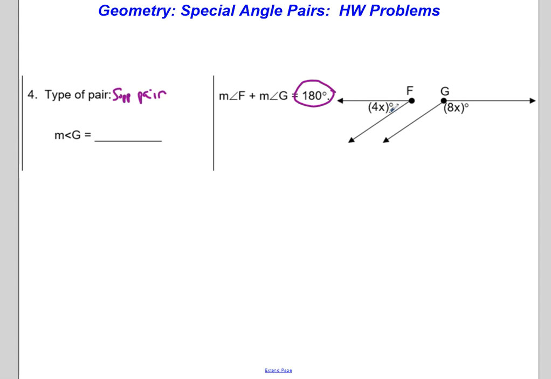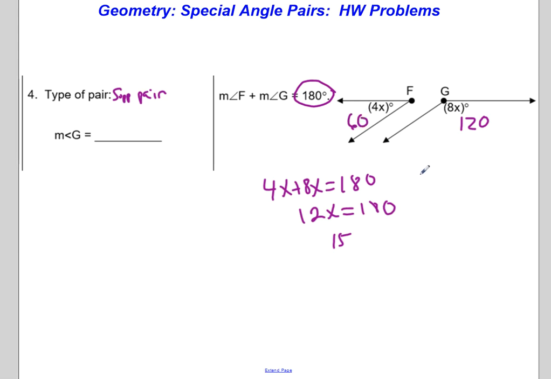So if these add up to 180, all we do is 4x plus 8x is equal to 180. Well, 12x is equal to 180. So we just figure out how many times 12 goes into there. It goes 10 plus 5, so 15 times. And of course, we would just plug in 15 here. 80 plus 40, 120 degrees. This means this has to be 60 degrees. All right. So that is one type of angle pair.